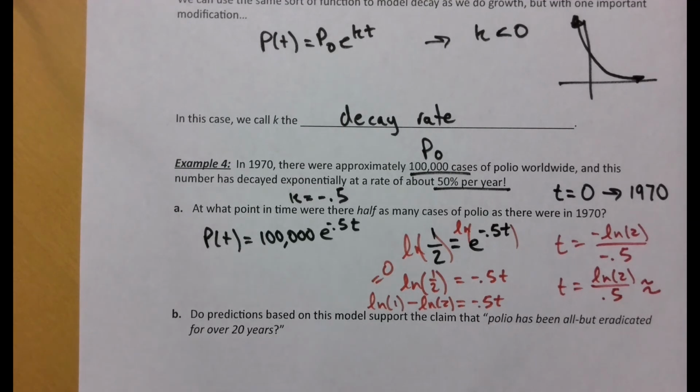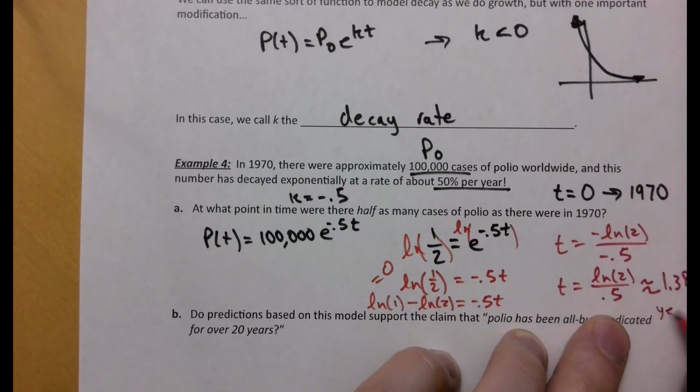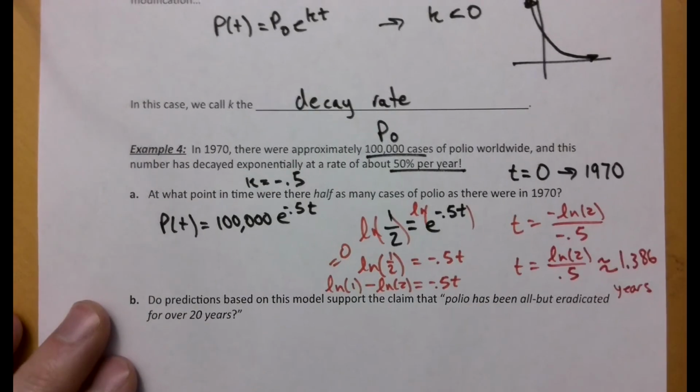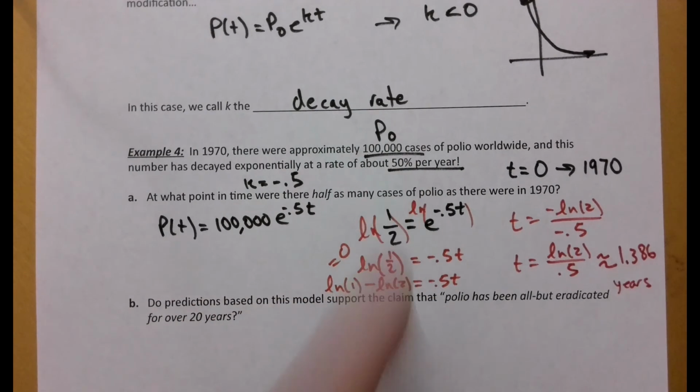This approximate value will give us the number of years after 1970 it would take to cut our cases in half. Now, I don't think you're going to be too surprised by it. It's 1.386 years. So approximately 1 year later, we cut it in half. If you think about it, it's 50% per year, so that's what we should expect.